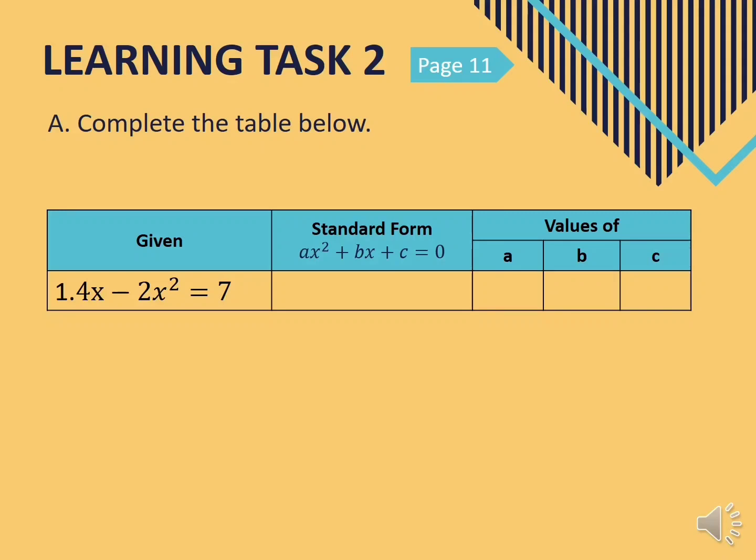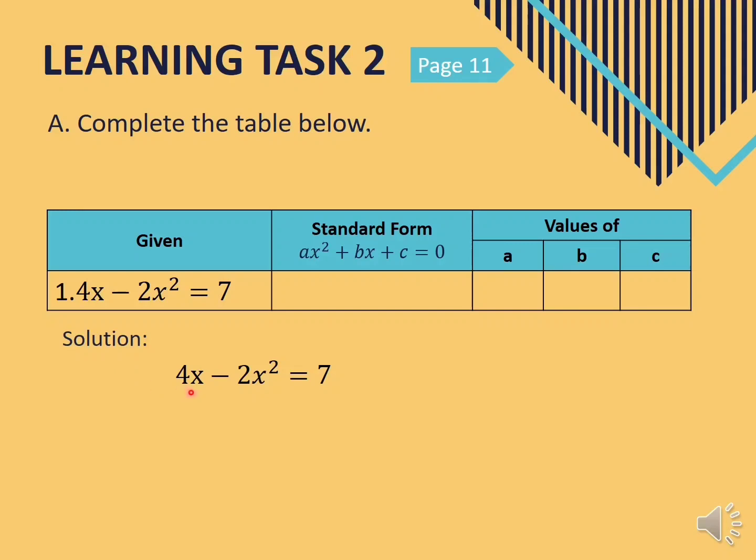Now, I'm going to show you an example. Let's say, in number 1, we have 4x minus 2x squared equals 7. So, how are we going to change it into standard form? Kailangan daw maisulat natin dito ang standard form na ax squared plus bx plus c is equal to 0. So, what are we going to do? In a case like that, on your scratch paper, you will have your solution.